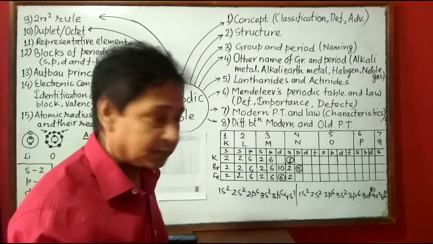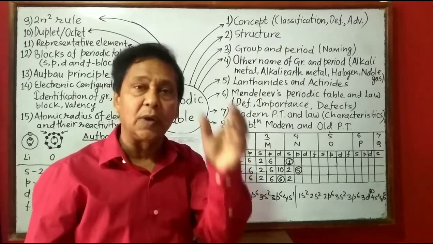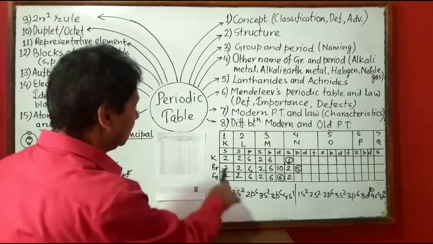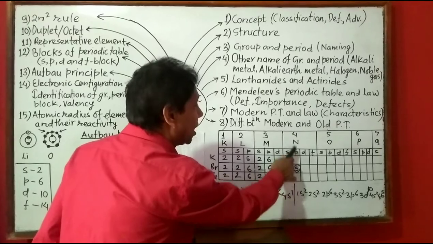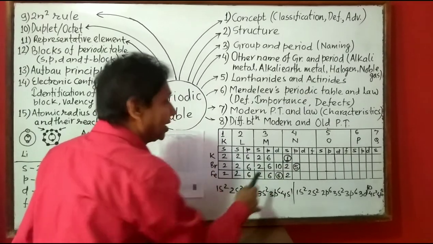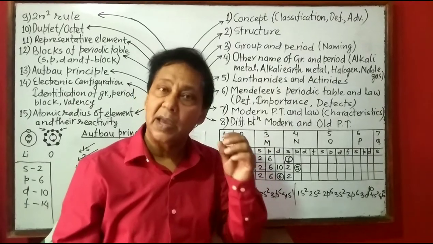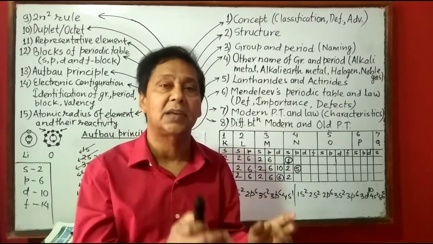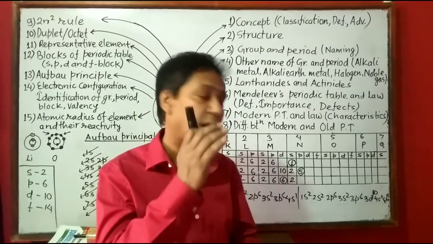Not only potassium, all group 1A and 2A elements are S block elements, if you are told to write examples. Now, bromine. In case of bromine, the last electron entered into the P subcell of the outermost cell. That's why it is a P block element. Not only this one, but 3A, 4A, 5A, 6A and 7A, including the 0 group elements, are all P block elements because the last electron enters into the P subcell of the outermost cell.